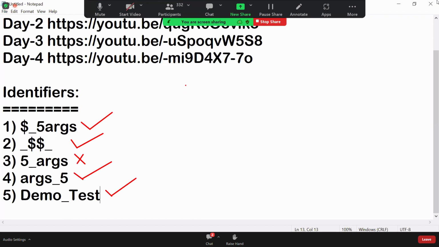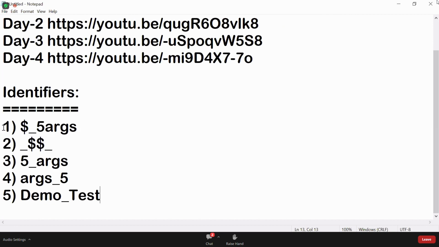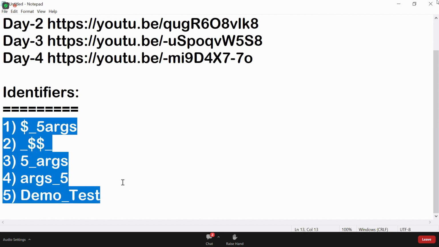See, identifier rules. Total, how many rules are there? 5 rules are there. If you remember 5 rules, 1000 identifiers also you can give answer. Possible or not? Possible, no? So, 5 identifiers I gave, and you are answering which are valid and which are not valid. If I give 1000 also, you can give answer.